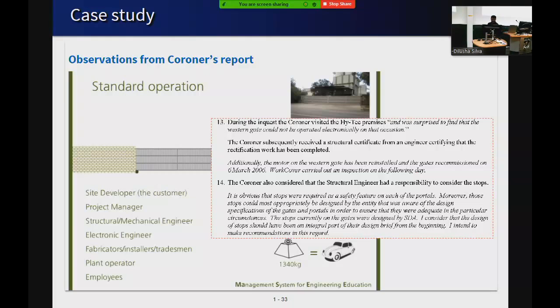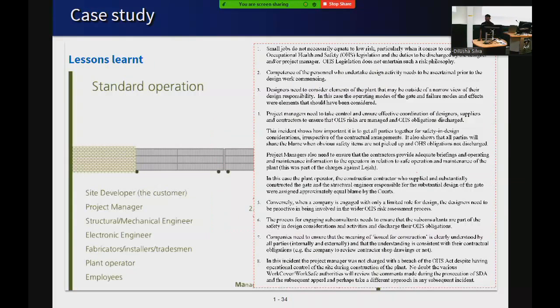Yep. So basically what it comes down to is there were key design decisions that were omitted in the process. Right. So the right questions had not been asked, and it looks like an incomplete design process had been followed. So these are the lessons learnt.